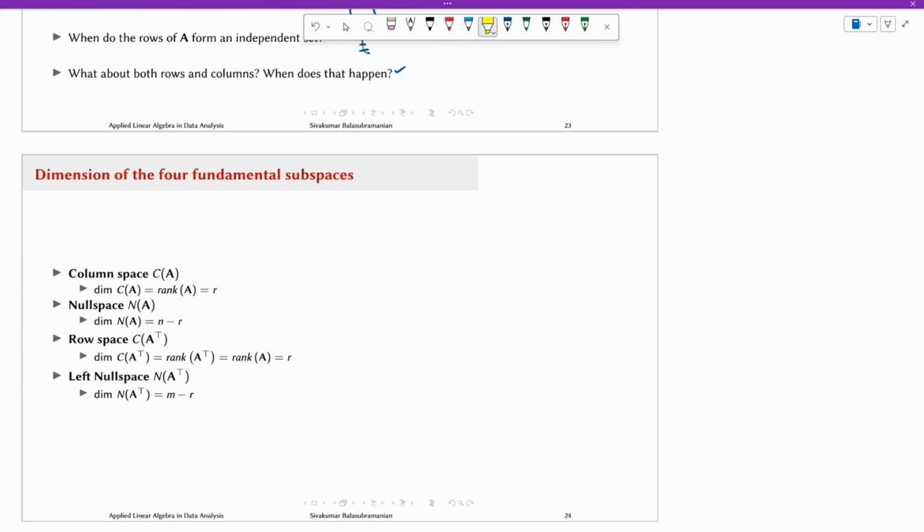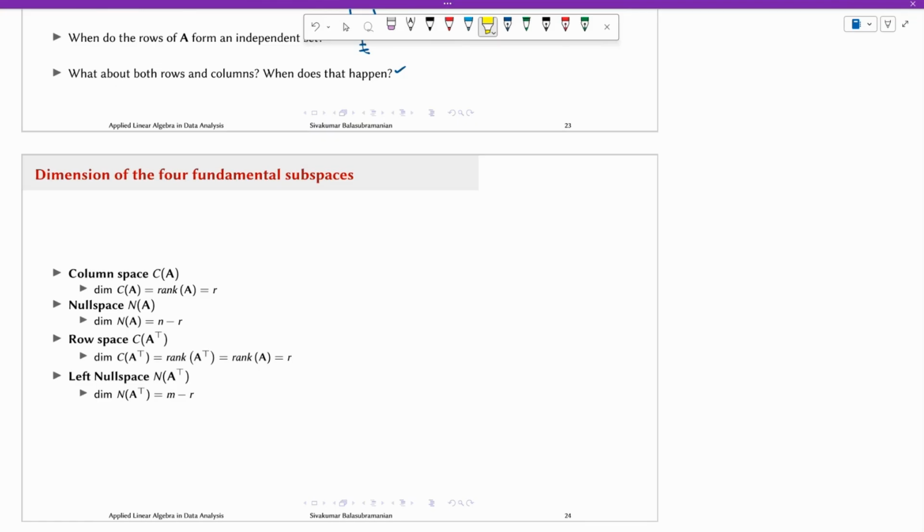So I'll simply state what the ranks are. We won't go into details of why it is like this, okay? But it should feel intuitive. Now we have 4 fundamental subspaces. What is the column space, if you remember? Yes, it's the span of the columns of the matrix A.